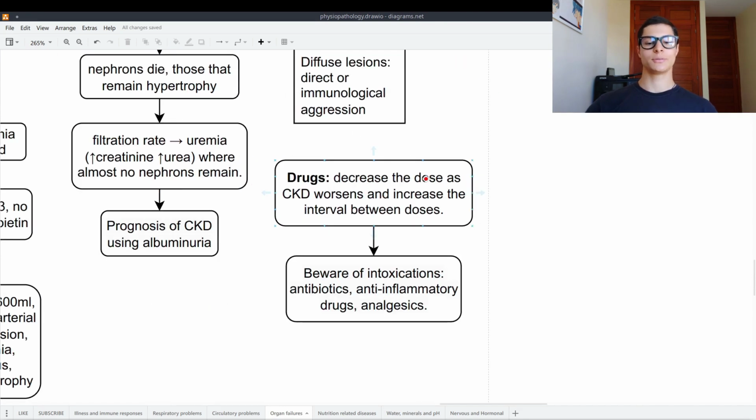The use of drugs: we have to decrease the dose as the disease worsens and increase the interval between the doses. And also beware of intoxications with antibiotics, anti-inflammatory drugs, and analgesics.